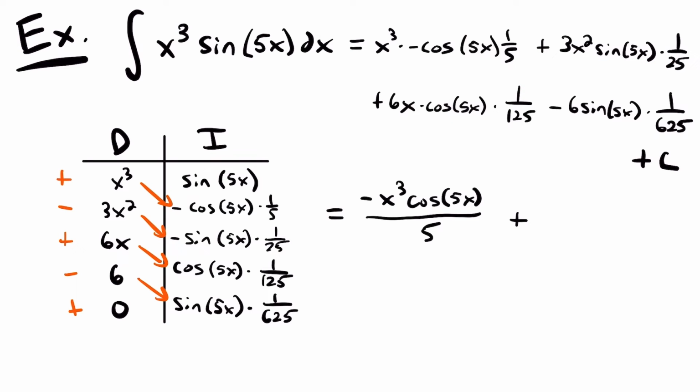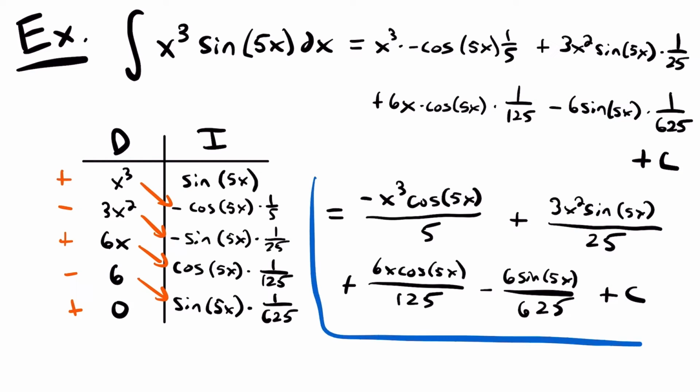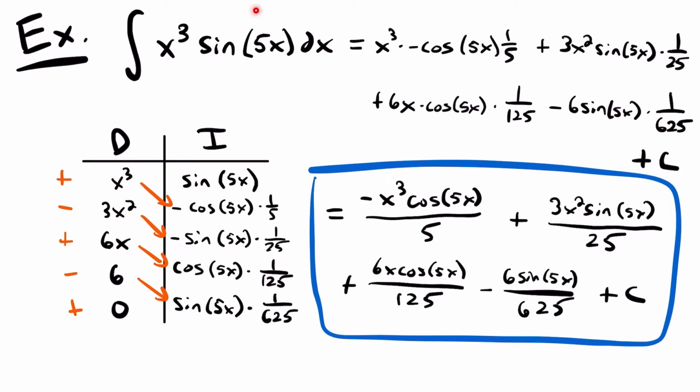So we'll have plus 3x squared times sine of 5x divided by 25, plus 6x times cosine of 5x divided by 125, minus 6 times sine of 5x divided by 625, and then plus C. All right, and so that is the solution to this integral.